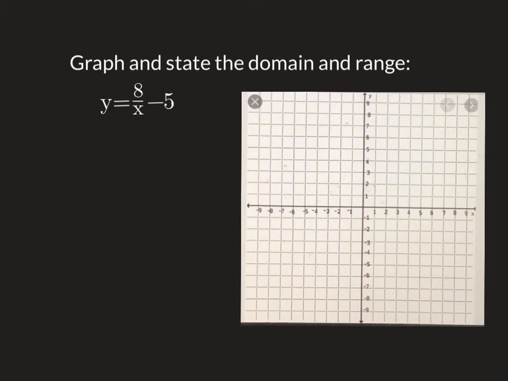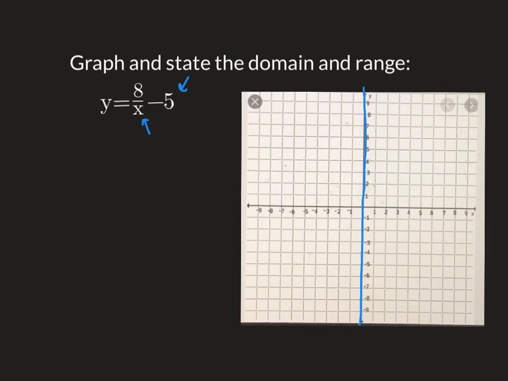All right, the last one here says y equals 8 over x minus 5. This time, there's nothing in my denominator to shift it left or right, which means my vertical asymptote is still here. It didn't get shifted left or right. There is a -5 outside, which shifts the graph down 5, which means your horizontal asymptote is going to be at -5.